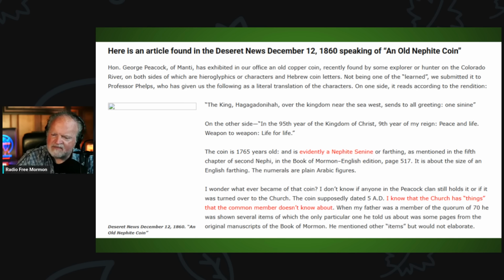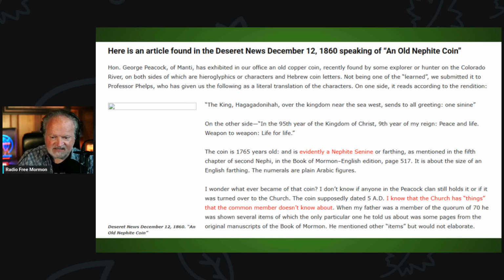I wonder what ever became of that coin. This is now, I think, the person who is writing this blog post. I wonder what ever became of that coin. I don't know if anyone in the Peacock clan still holds it, or if it was turned over to the church. The coin supposedly dated 5 AD.